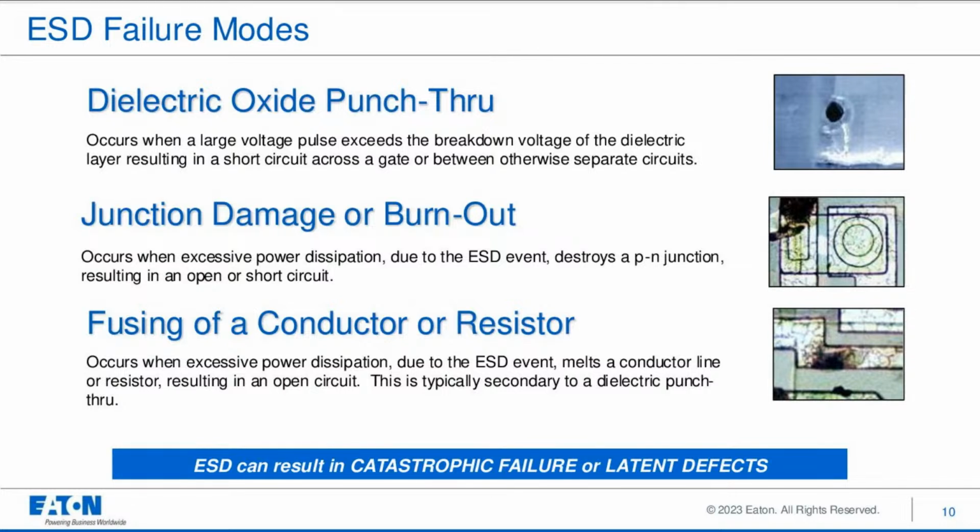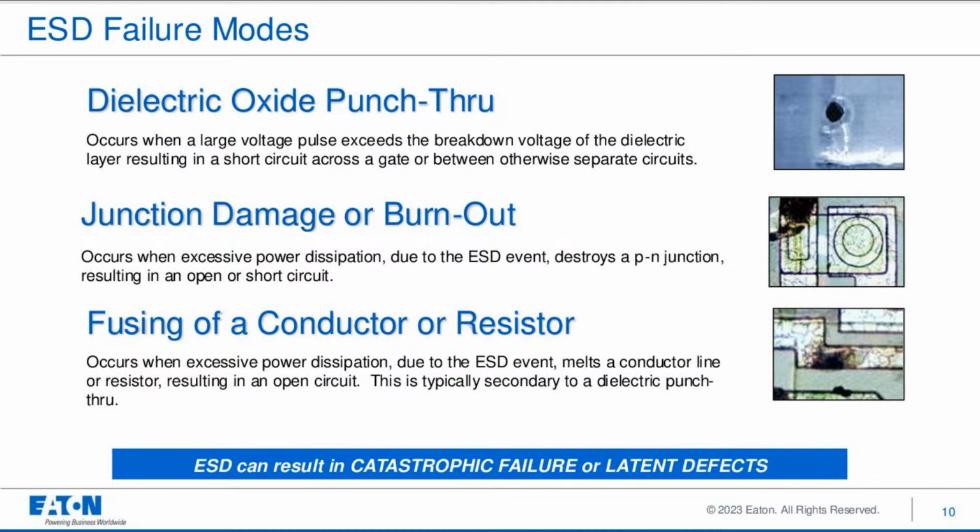Here we'll discuss a few examples of ESD failure modes. Dielectric punch-through is a failure mode where the insulating material between conductive layers breaks down due to excessive voltage. Take, for example, in a MOSFET, the gate oxide layer is a common site for dielectric punch-through, where an ESD event can cause the voltage to spike beyond the oxide's breakdown voltage, leading to a rupture of the oxide layer, forming a short circuit.